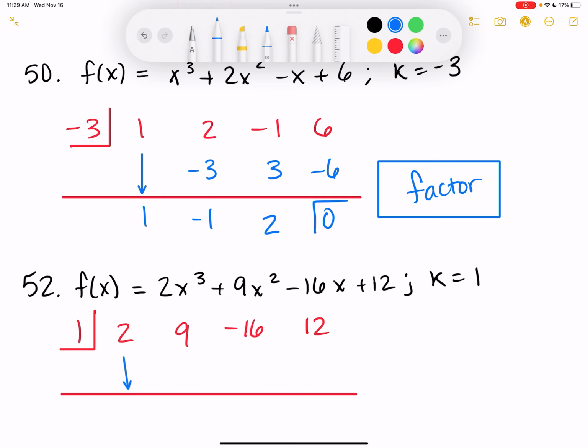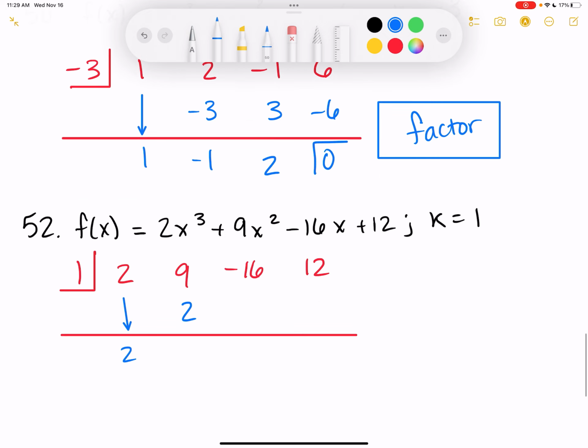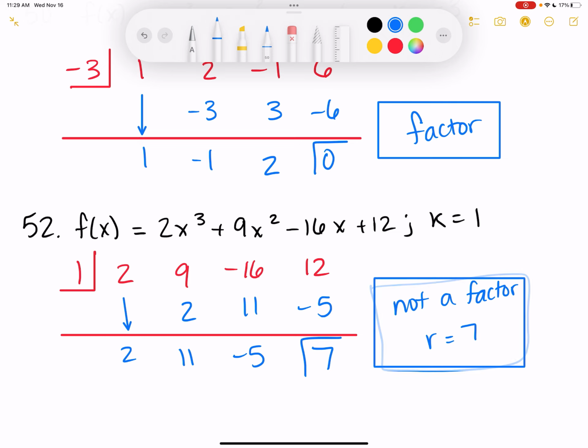All right, so bring down the 2, times 1 is 2, plus 9 is 11, times 1 is 11, minus 16 is negative 5, times 1 is negative 5, so then 7. So not a factor. The remainder is 7, and that's how I would want you to say your answer. If it comes out to 0, then you say it's a factor. If it doesn't, say not a factor, and then what the remainder is equal to.